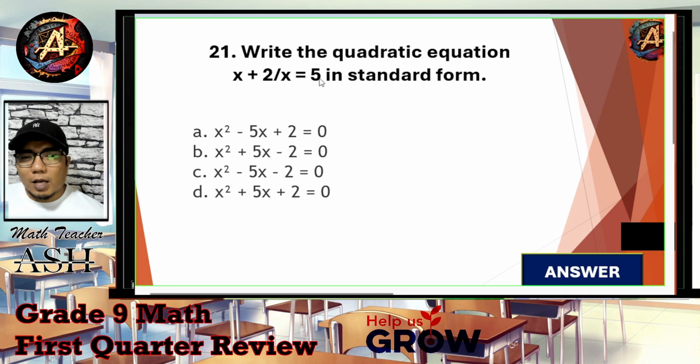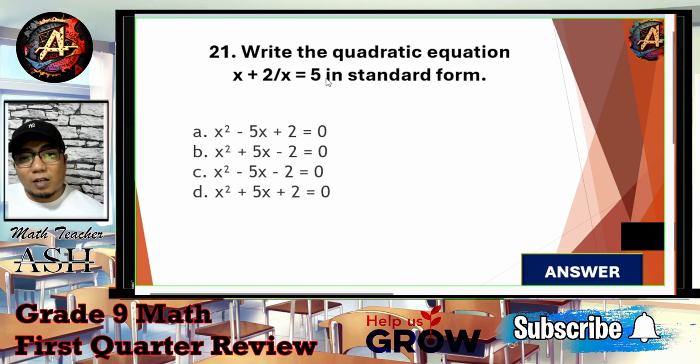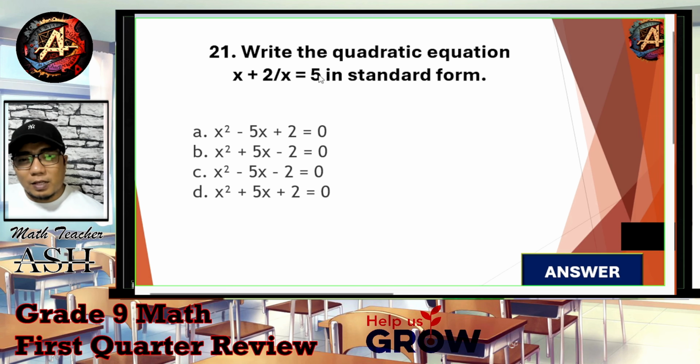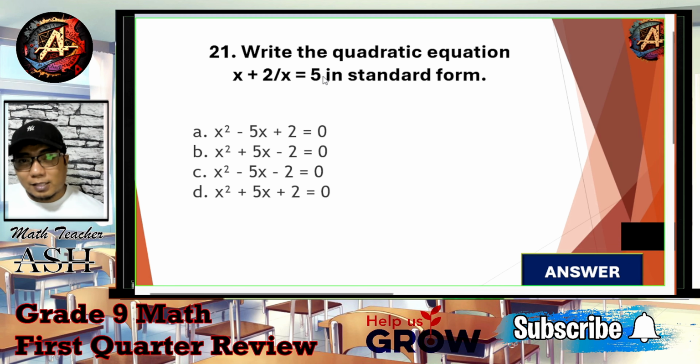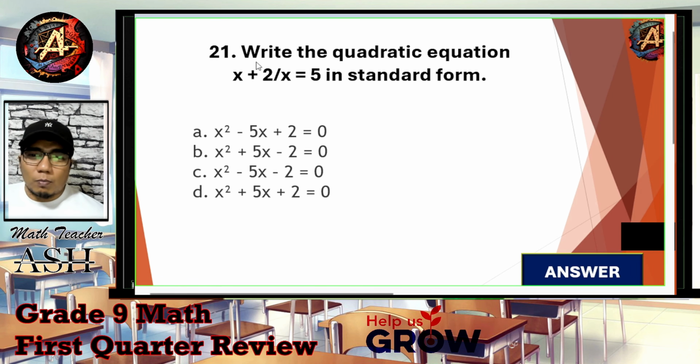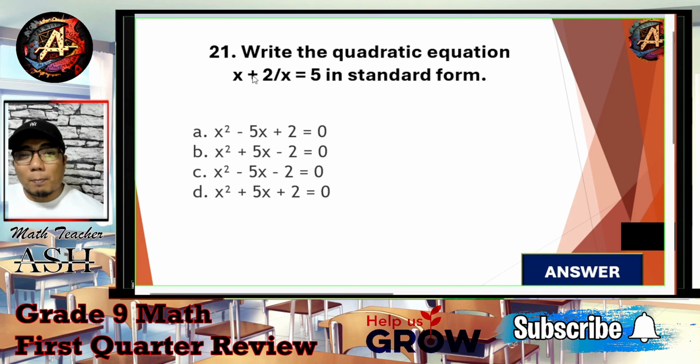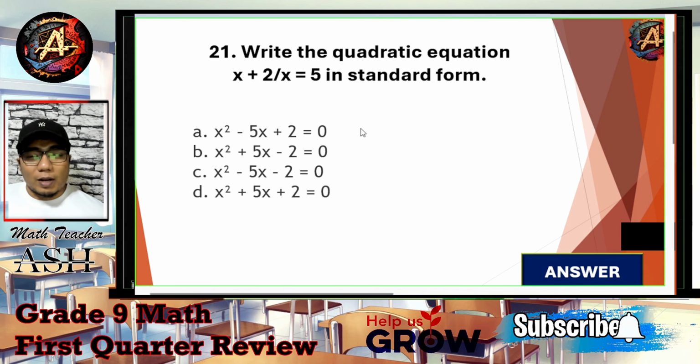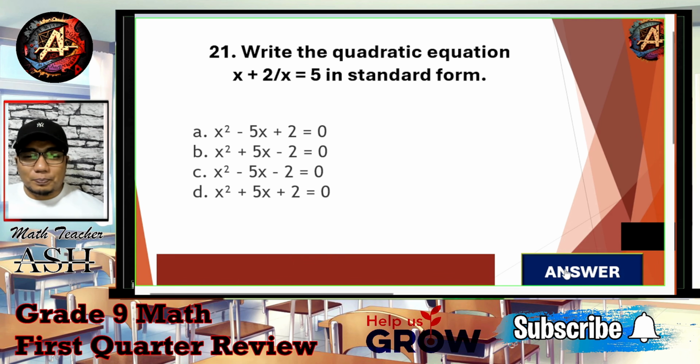Now this will become positive 5x. But the 5x here is not in the standard form, so we need to transpose it to the other side. And remember, this is 5x when multiplied by x, and that is our linear term. So the positive 5x when transposed to the other side will become minus 5x. Therefore, the correct answer for this question is letter A. Let's check whether we are correct.